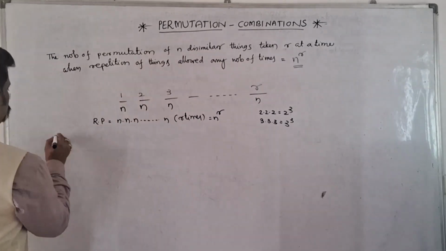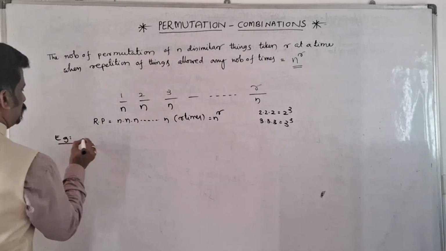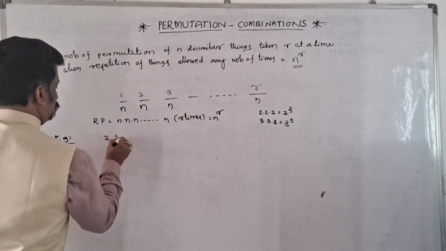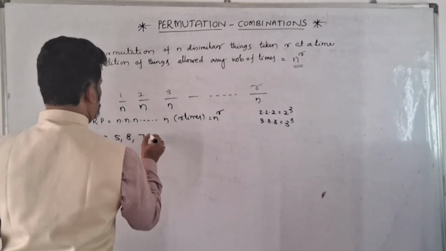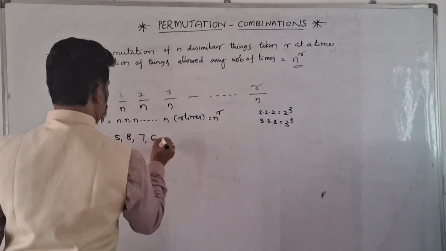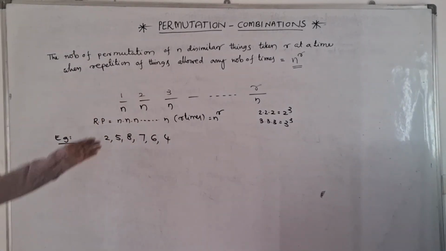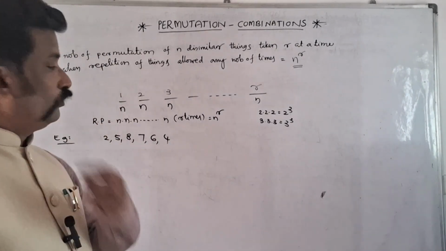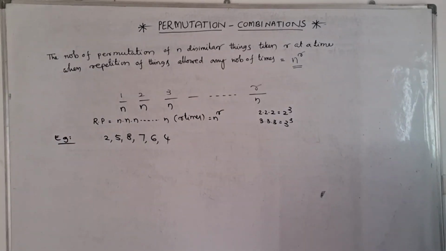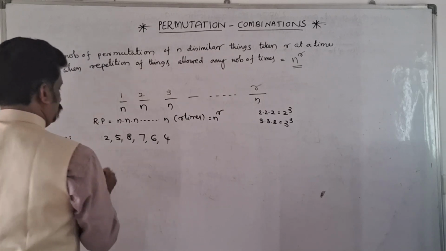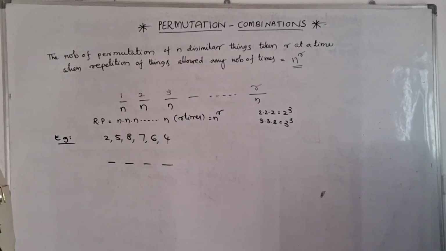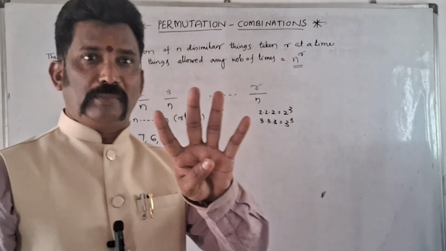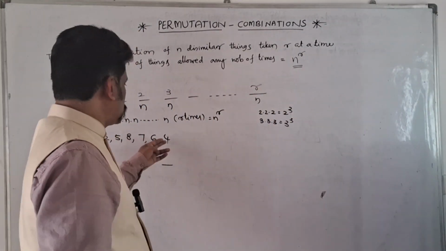I'll give one example. For example, 6 digits are given: 2, 5, 8, 7 and so on. We can form 4-digit numbers, so 1, 2, 3, 4, four places given. We can form 4-digit numbers out of 6 digits.